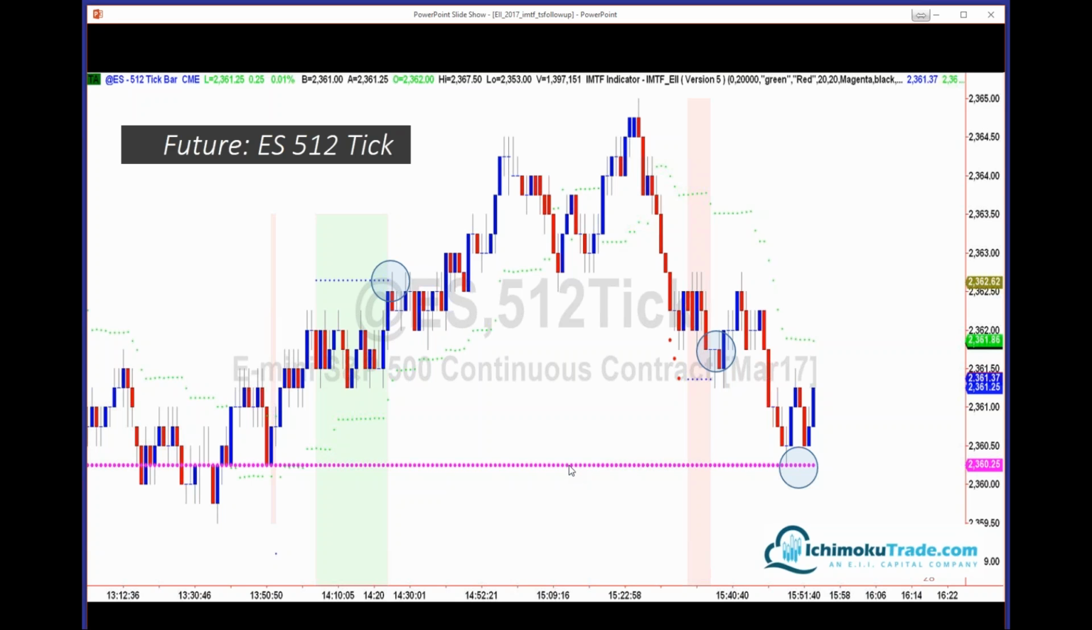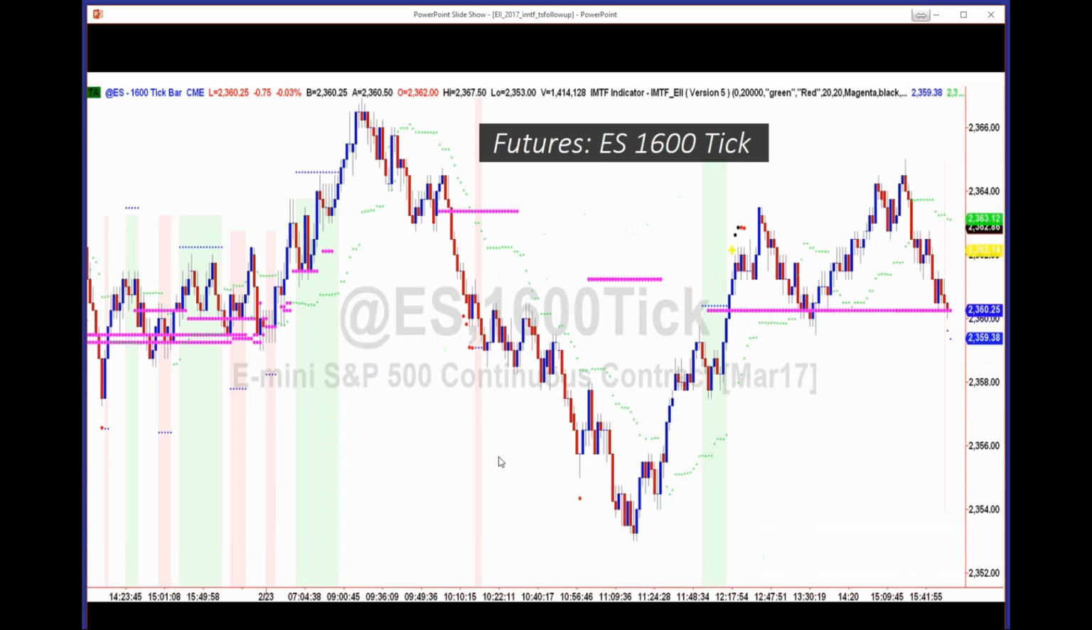On the one today, you're going to see crosses along with dots, and so you no longer have to look at the higher time frame and see where those support resistance levels are. We're doing that for you, and we're going to show that to you.